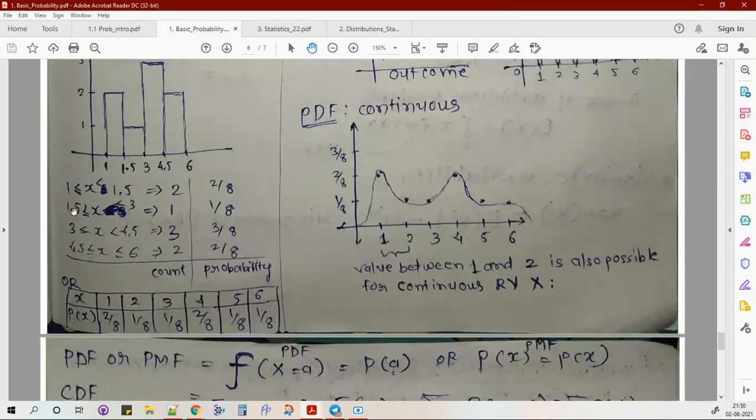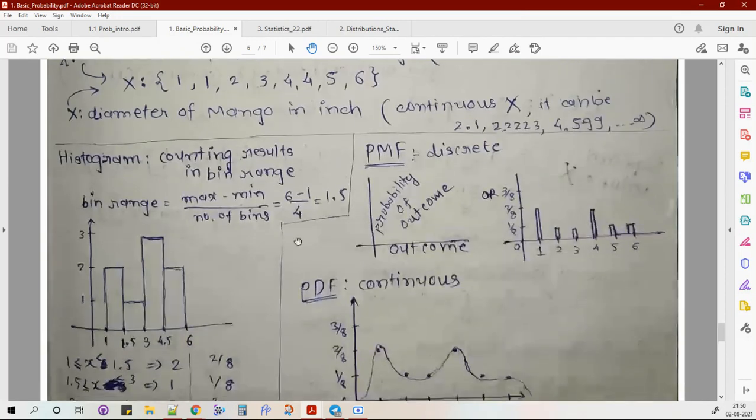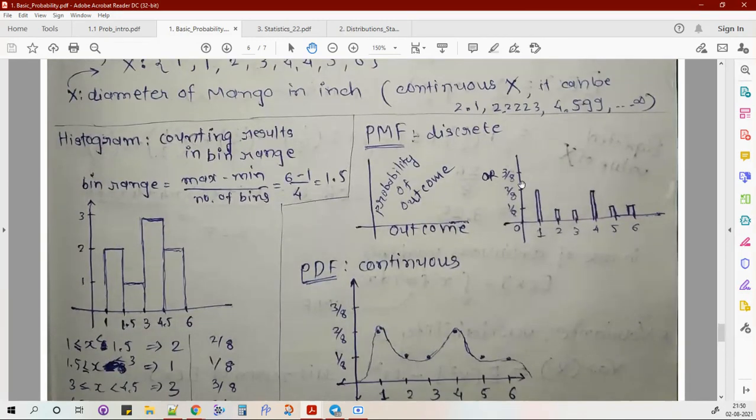So the probability of getting 1.5 to 3 is nothing but 1 by 8, and 3 to 4.5 is 3 by 8. And how is it? Because I have one observation of 3 and two observations of 4, right? So the total probability, 1 by 8 plus 2 by 8, is nothing but 3 by 8. So if you divide all the counts by the total, 2 by 8, 1 by 8, you will get the PMF, right? This is nothing but the PMF.